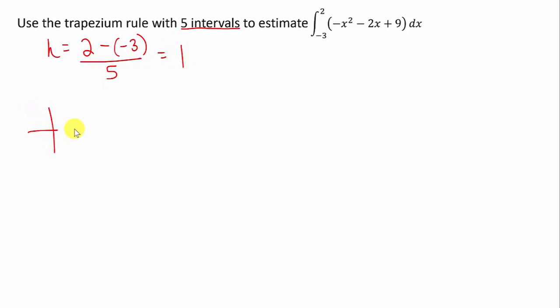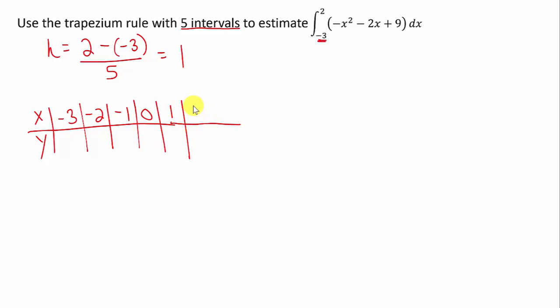And then we want to make a little table where we have x and y, and I want to start always at this lower bound. Make sure you start at the lower bound, and then my steps are going to be 1 unit in width, or height, however you want to look at that trapezoid, each. So -3, and then I'm going to have -2, and -1, and 0, and 1, and I want to stop at 2 because that's my higher bound. Just always check. You wanted 5 intervals. This is 1 interval, 2, 3, 4, and 5. If you have 5 intervals, you will have 6 values here that you're plugging in.